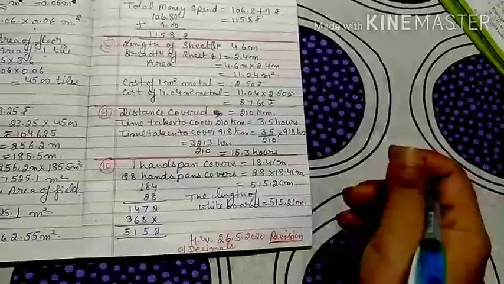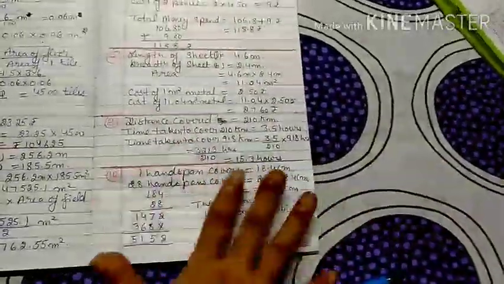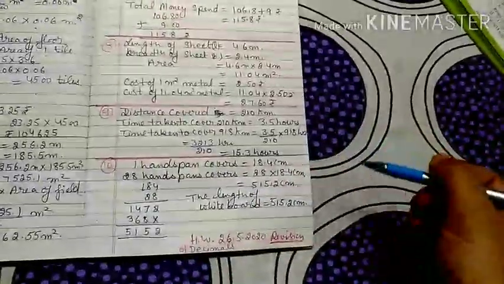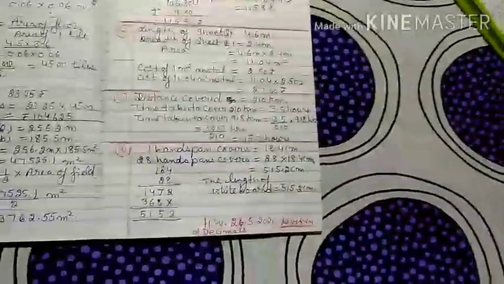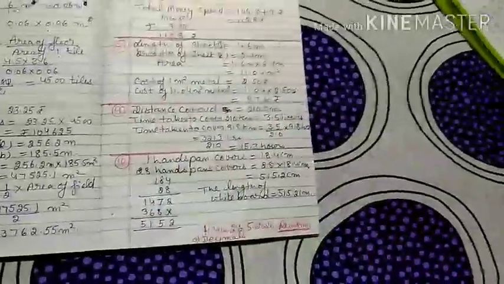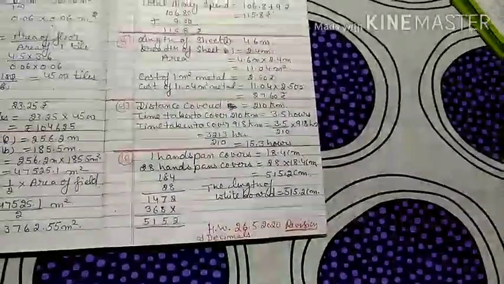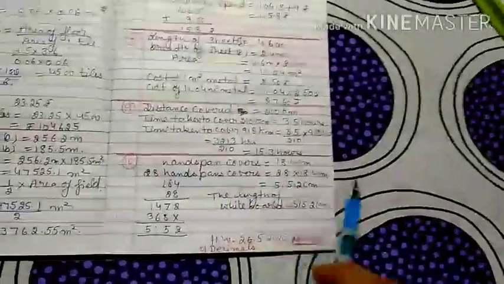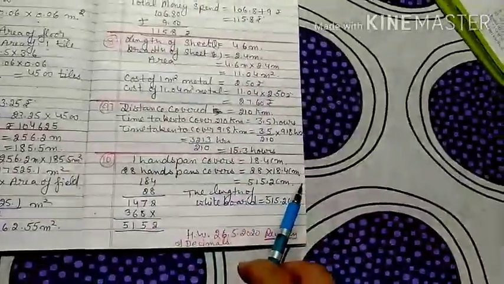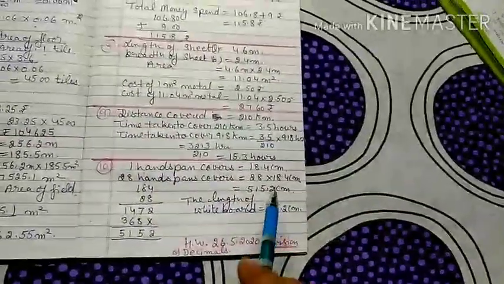Next, Sheila measured a whiteboard with her handspan. Handspan means with the hand like this. She found that it is 28 handspans long when she measured the whiteboard in her class. So she found that if she measures with the hand, it covers 28 handspans. If the length of her handspan is 18.4 centimeter, what is the length of the whiteboard? That you have to identify.